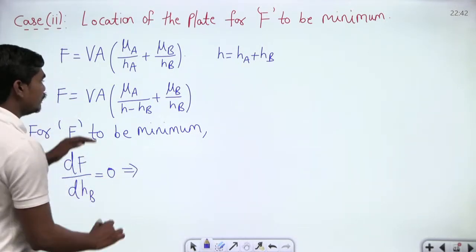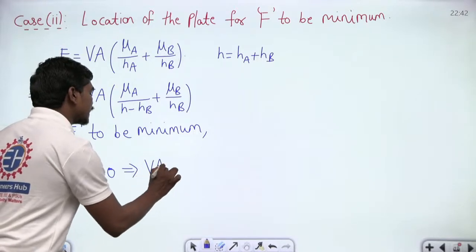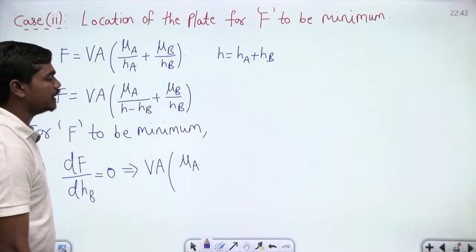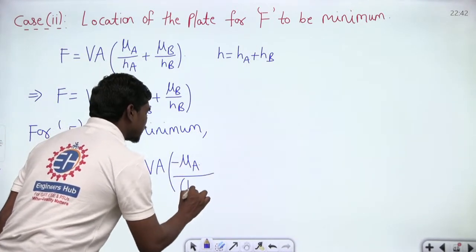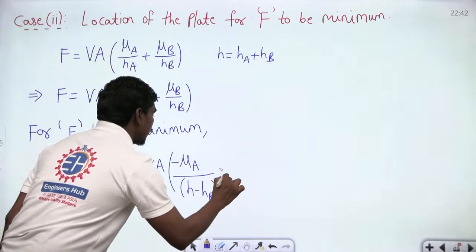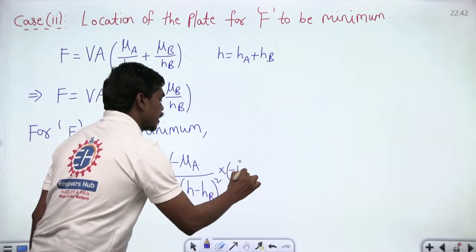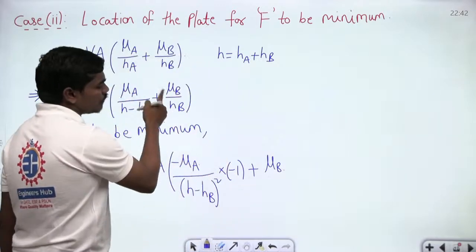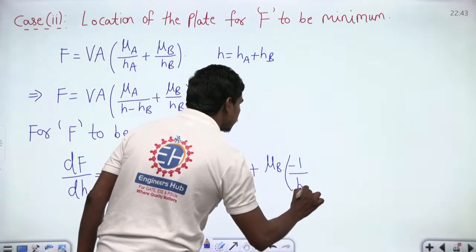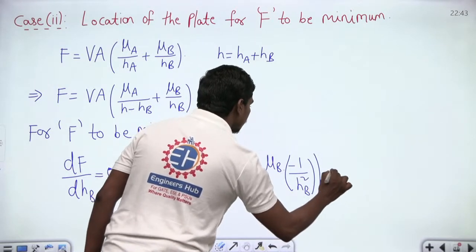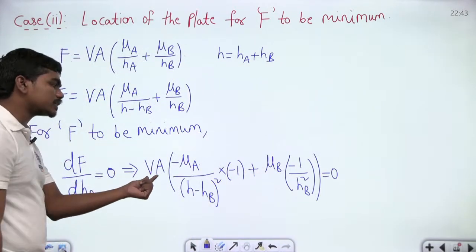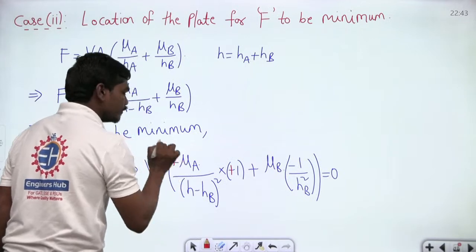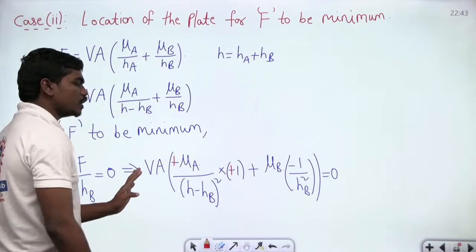If this is the case, now if you differentiate this, V A is a constant, so V A we will write as usual. Similarly, for mu A, the derivative of 1 by h minus HB is nothing but minus 1 by h minus HB whole square into the inner derivative with respect to HB, which is minus 1. Plus mu B is constant into the derivative of 1 by HB, which is minus 1 by HB square. This value is equal to 0, correct? And so, these two terms are not 0, and minus into minus will give you plus sign. And this V A is constant absolutely, so this can't be 0.